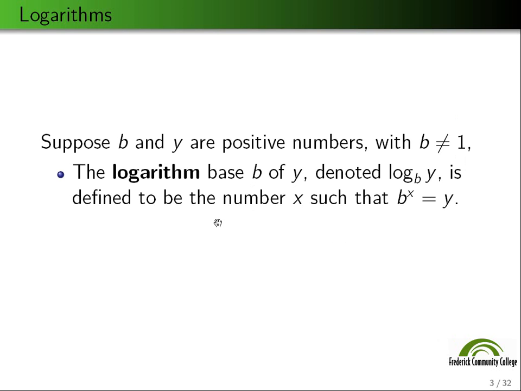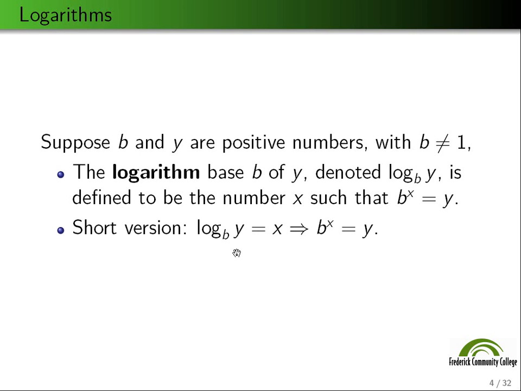So suppose b and y are positive numbers with b not equal to 1. The logarithm base b of y, denoted with this notation right here, so this means log base b of y, is defined to be the number x such that b to the x equals y. So b is our base. We're trying to find the power that we would raise b to get y. And that's all a logarithm is. So log base b of y equals x implies that b raised to that power of x equals y.